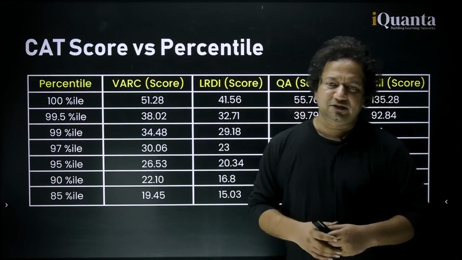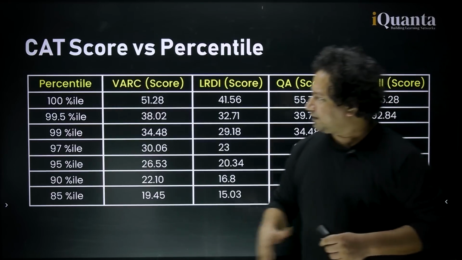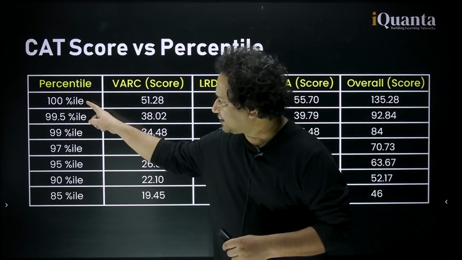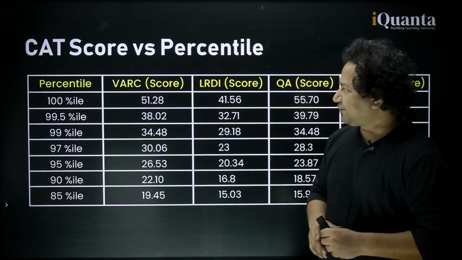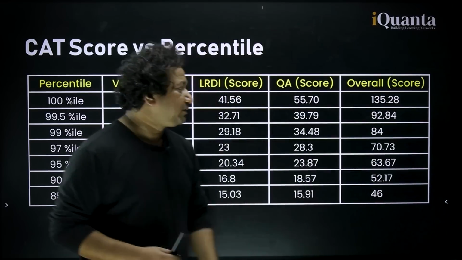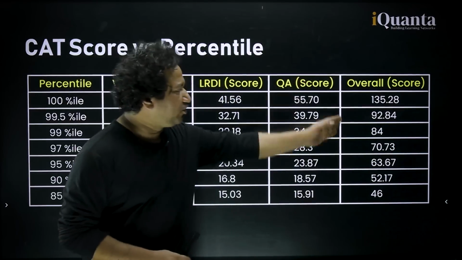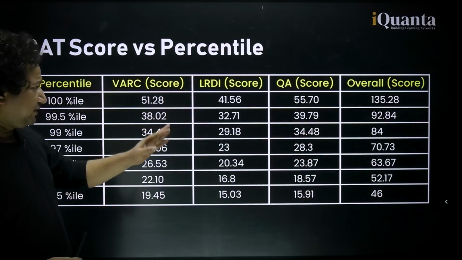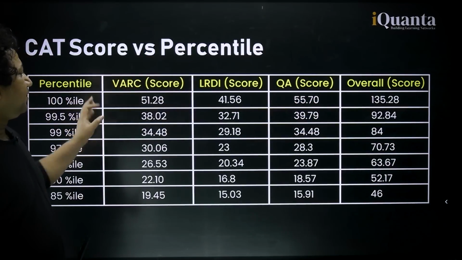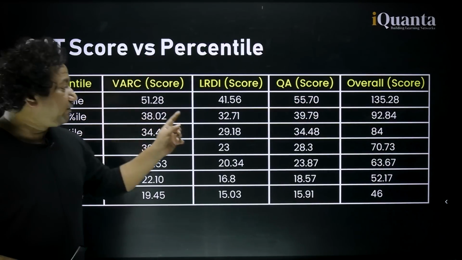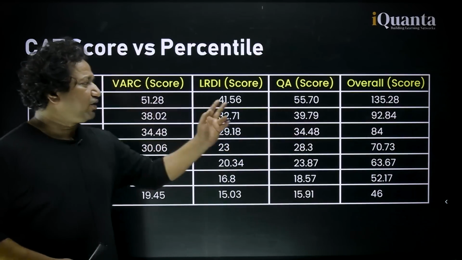By the way, let us look at the CAT score versus percentile for the last year. So in the first column, you can see scores for 100 percentile, 99.5, 99, 97, 95, 90, and 85. It is self-explanatory. And here I have given the scores in the different sections: VARC, LRDI, QA, and then overall. So if you look at this, the overall score is 135.28 for 100th percentile, while in VARC you need to score 51.28, in LRDI 41.56, and QA 55.70. If you add all of them, you won't get this.